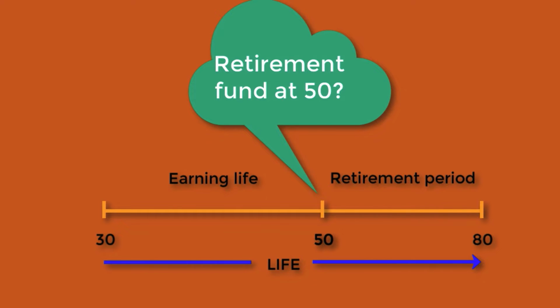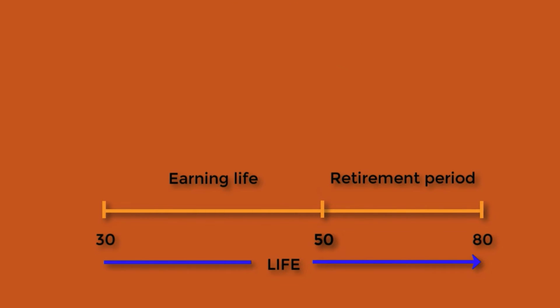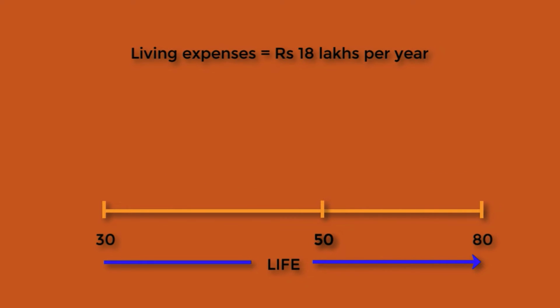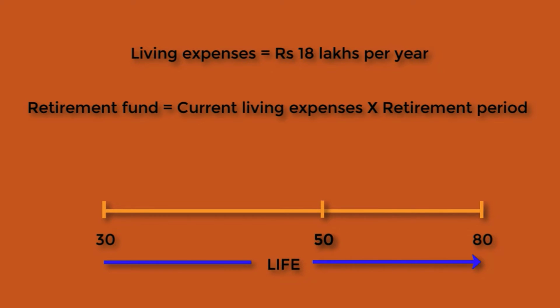So let's say for example that you arrived at your current living expenses as 1.5 lakhs per month, or say 18 lakhs per year. Basis this, what is the kind of retirement corpus you need to have at an age of 50? So there are two ways to do this calculation. One is a simple way, the other is more complicated, or I would say financially oriented way. So let's talk about the simple way to calculate the amount of retirement fund.